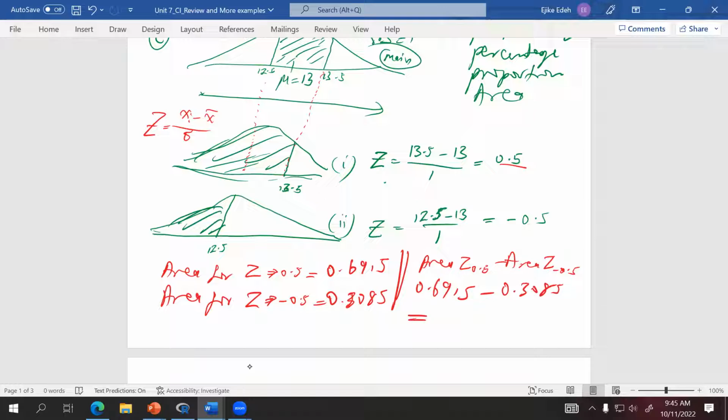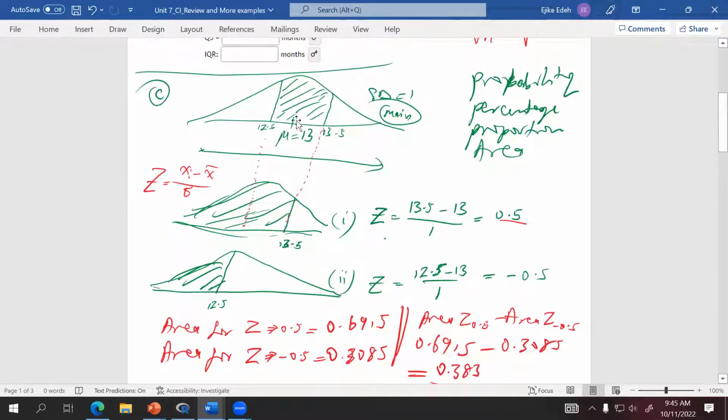We subtract these two. Can you please help us? What do we have? 0.383. Okay, thank you. Anybody getting something different? All right, so that is simply the area between those two points, the shaded portion on this diagram. Any question on this one?